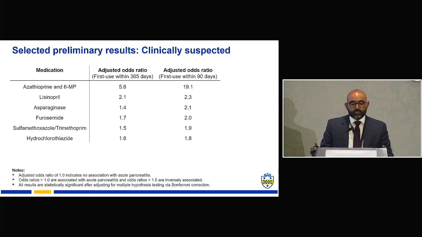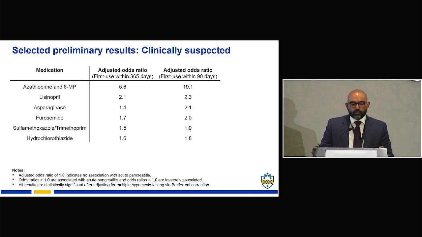So here are some selected results. I would describe these as signals that still need to be validated. This first table represents medications that had already had a clinical suspicion for being associated with drug-induced pancreatitis, similar to what I had shown before in the pyramid. The middle column represents the odds ratio if we are looking back from the index date a whole year for when the medication was started. And then the last column represents the same, except we're only looking back 90 days.